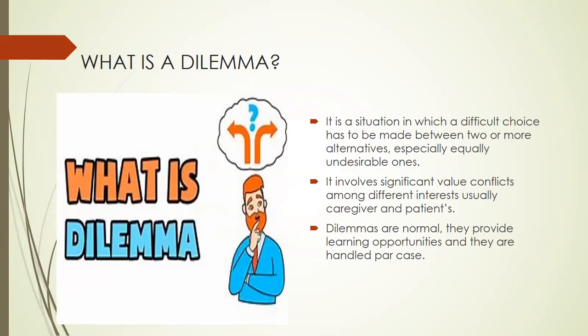So what is a dilemma? A dilemma is a situation in which a difficult choice has to be made between 2 or more alternatives, especially equally undesirable ones. It involves significant value conflicts among different interests, usually caregivers and patients. Dilemmas are normal. They provide learning opportunities and they are handled per case.